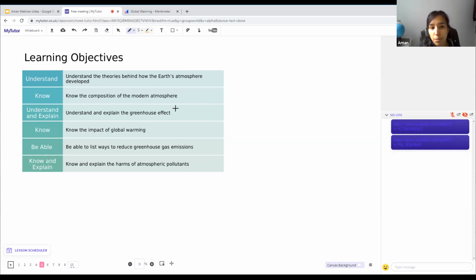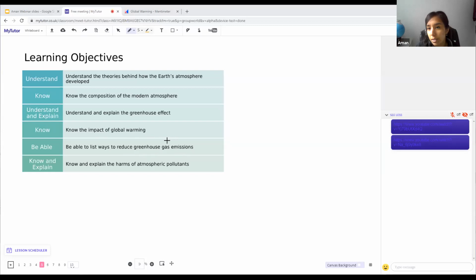So we talked about the composition of the modern atmosphere, so I showed you a pie chart of that. We then went on to explain the greenhouse effect, which again, we've looked at today, and I've shown you that diagram. We went on to the impacts of global warming, which we covered in the quiz. So remember, sea levels rising, more stormy weather, ecosystems changing. So they're all impacts of global warming. And then we listed the ways to reduce greenhouse gas emissions. So some of you came up with those in the quiz today. So we went over having a vegan diet, using renewable energy sources, biofuels, cutting down fossil fuel usage. All of these will try to reduce greenhouse gas emissions.